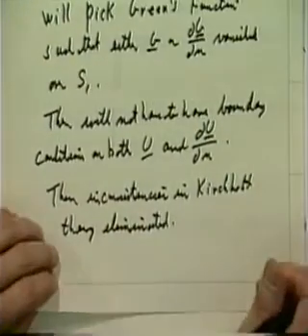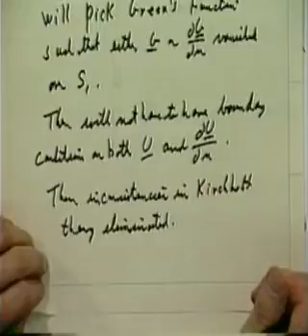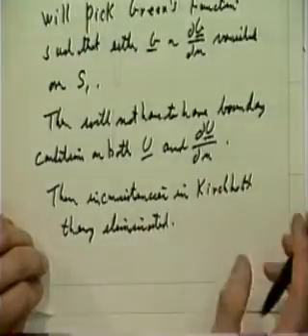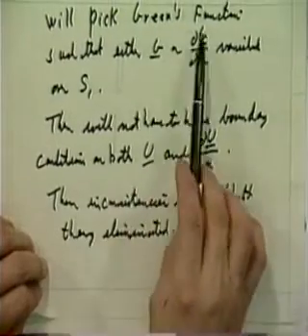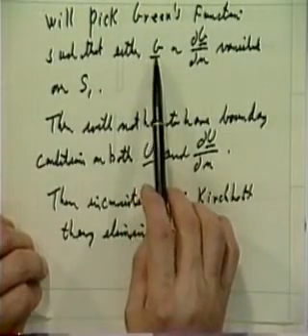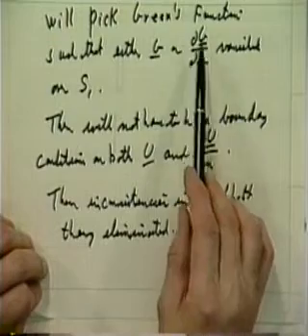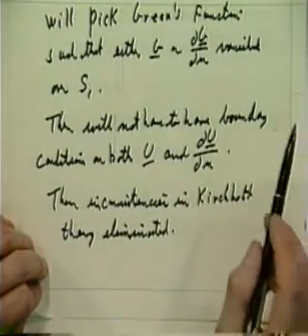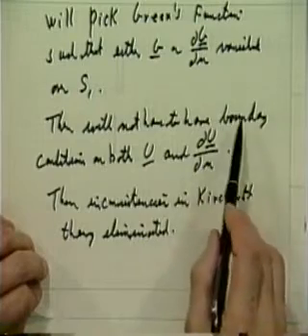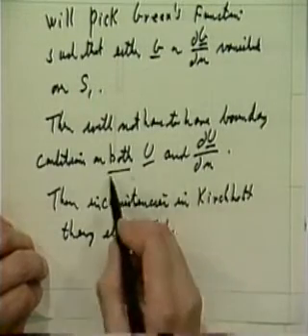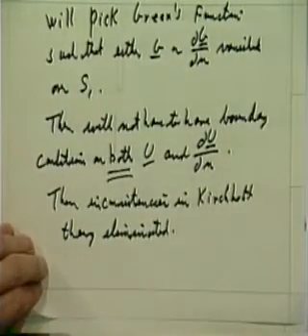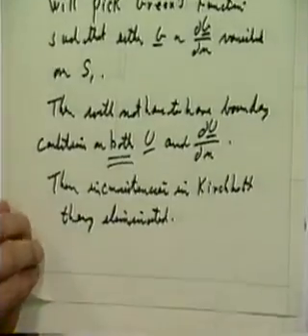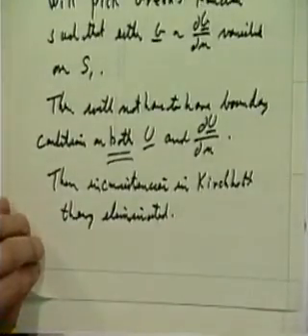Any questions on that? Okay. So I'll just repeat it here: we're going to pick a Green's function such that either the Green's function or partial g with respect to n will vanish on S1. And if this is true, then we're not going to have these boundary conditions on both u and partial u with respect to n. And then these little inconsistencies in this Kirchhoff theory will be eliminated.